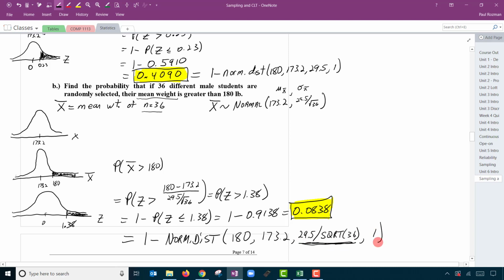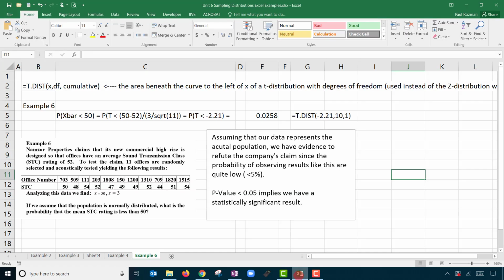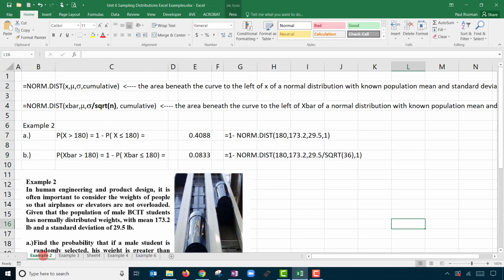I did do this in Excel already. You want to take a peek. Example 2 here. I'll post this document so you can see the difference between the formulas. Here's regular norm dist, and then now we're doing for the mean. I had to sort of modify the standard deviation to be the standard deviation for the mean. So I kind of wrote it out up here. If you want the norm dist of x bar, just make sure you divide by square root of n.